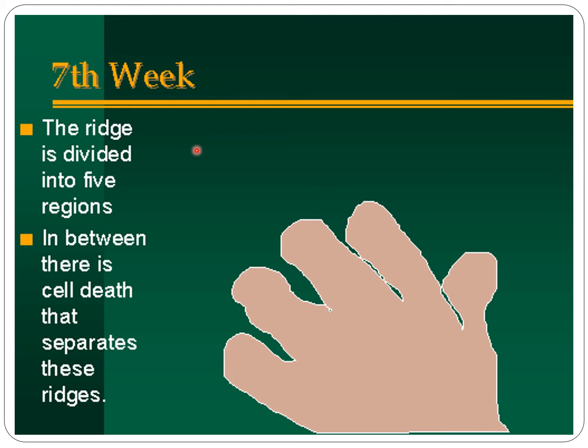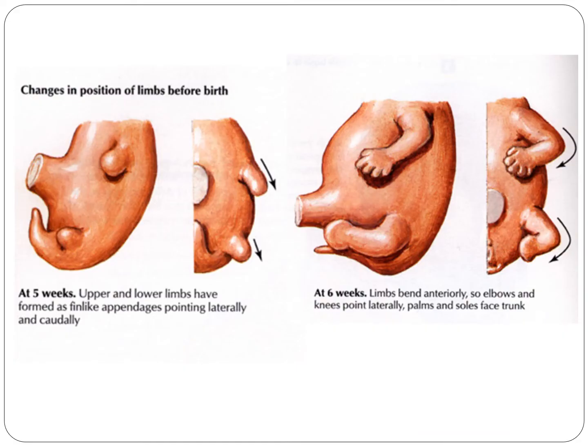In the seventh week of intrauterine life, the ridge is divided into five regions completely. As we can see, between them there is cell death which separates the ridges, as we have discussed. So, hand and foot bones are formed with the fingers. And another thing which is remarkable is the change in the position of the limb before birth.